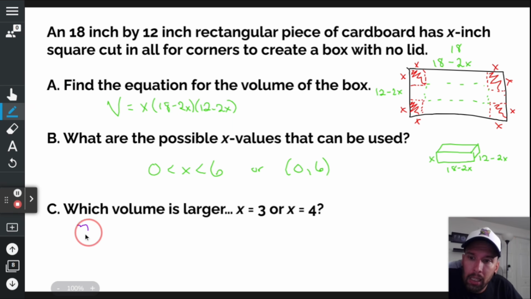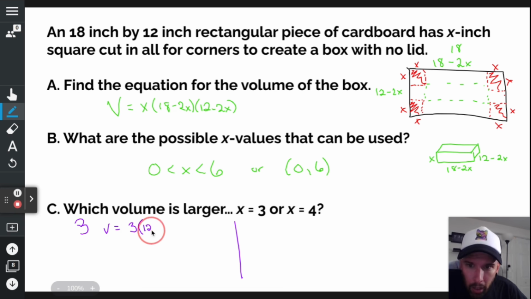For the 3-inch squares, my volume is going to be 3 times 18 minus 3 times 2, which is 6. 18 minus 6 is 12. 12 minus 2 times 3 is 6. That gives me 6.